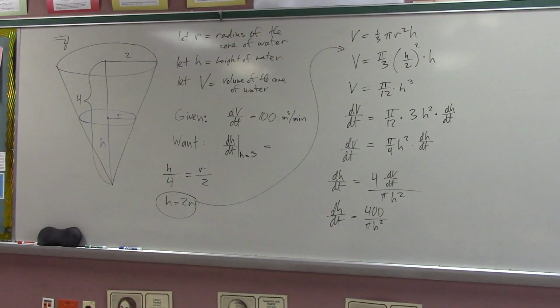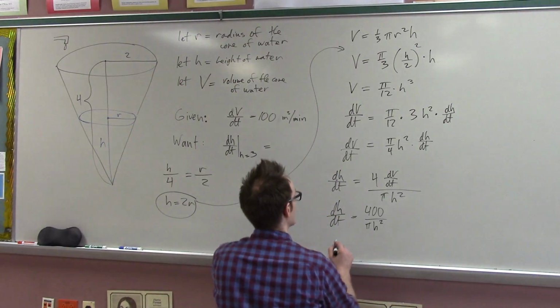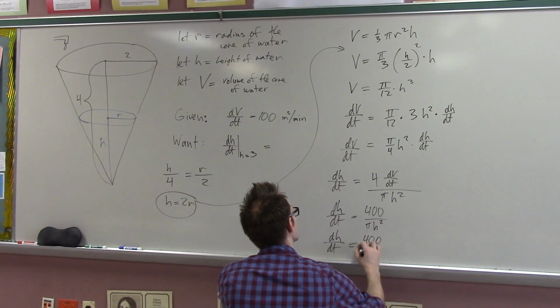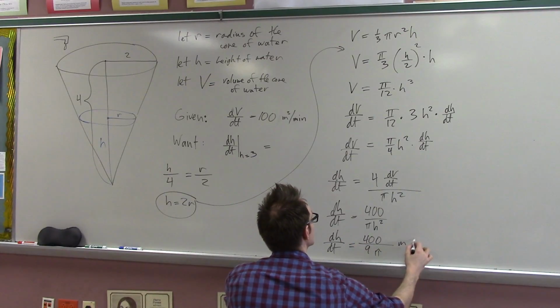And now I'm almost done. I don't want dH dt in general, I want dH dt at a particular point. So what can I do? You just plug in 3, right? So the final answer is dH dt is 400 over 9 pi, and the units are meters per minute.